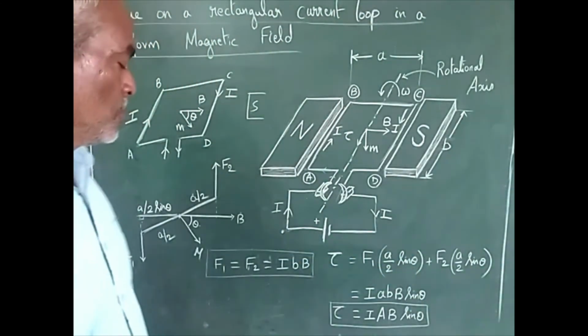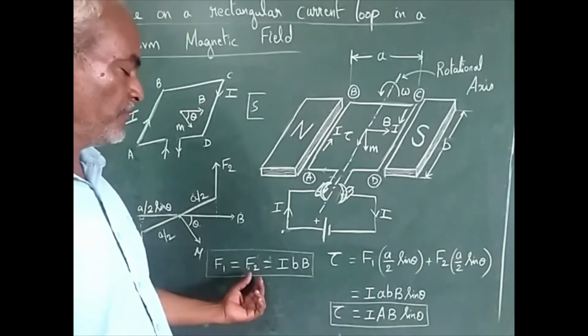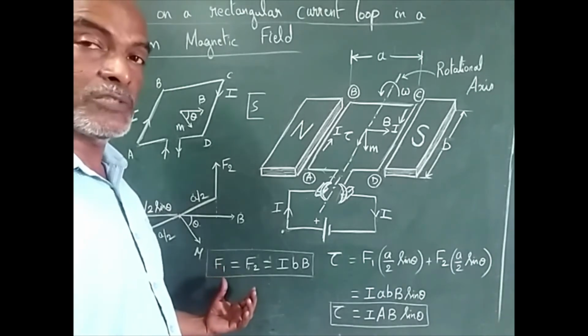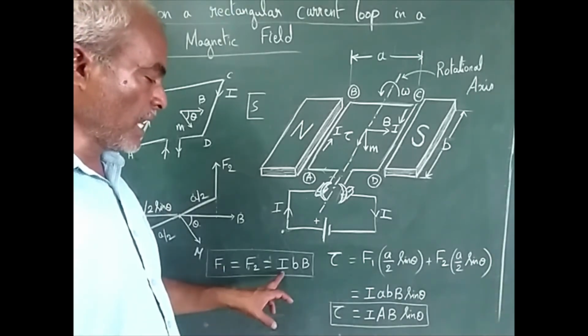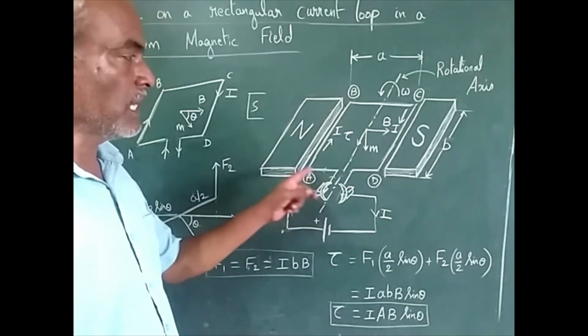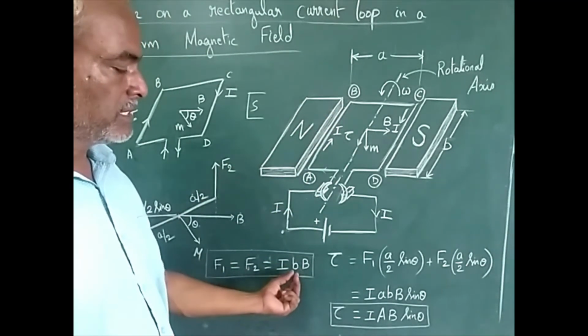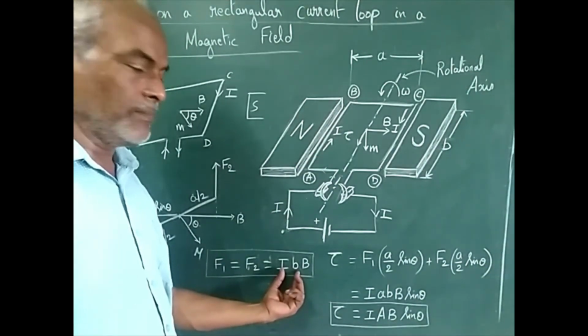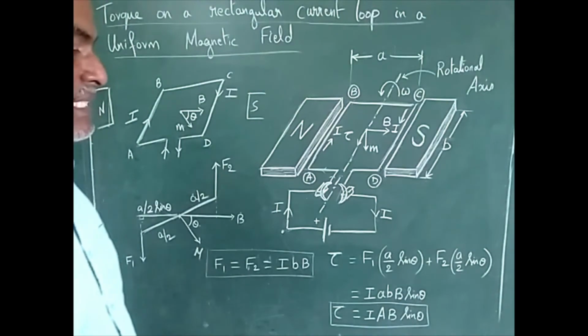We already told you that F1 is equal to F2. Only thing is they are in opposite direction, but magnitude-wise both are the same. Therefore I into b is the current element multiplied by B. That is current flowing here. This length is b, this length is b. So this will become current element multiplied by magnetic flux density.